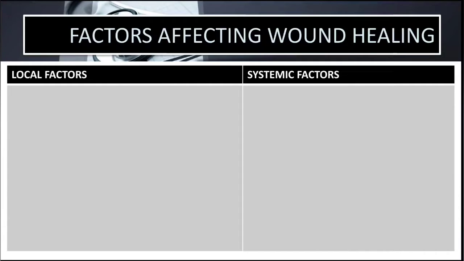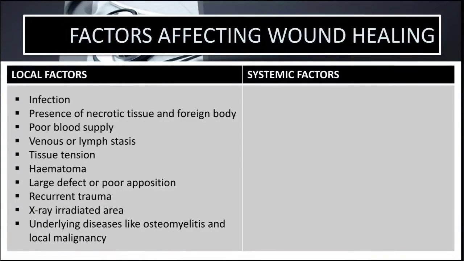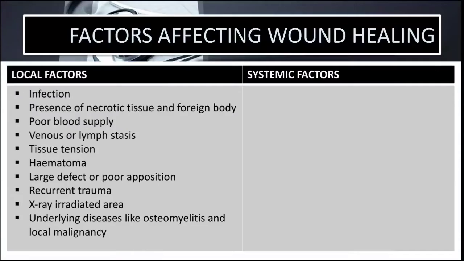Right, so these factors may be classified into local factors and systemic factors. The local factors include the following: infection, the presence of necrotic tissue and foreign body, poor blood supply, venous and lymph stasis, tissue tension, a hematoma, a large defect or poor apposition, a recurrent trauma, X-ray irradiated area, and underlying diseases like osteomyelitis and local malignancy. Right, so this is at the site of the wound.